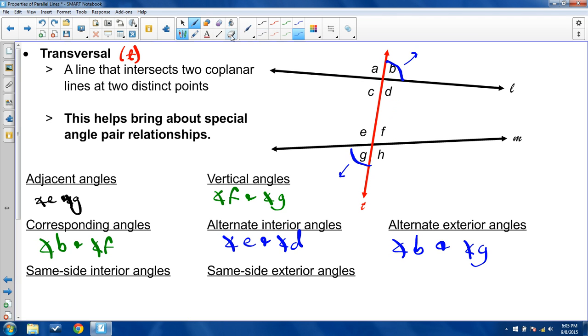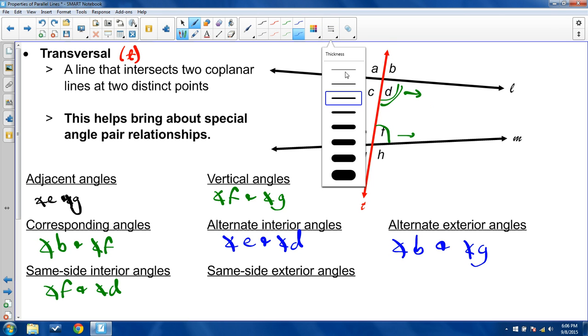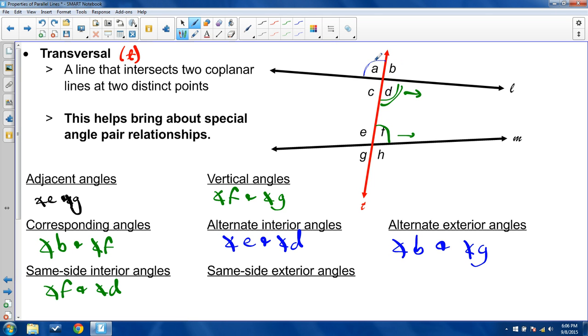Same side interior angles sounds pretty appropriate. On the same side of the transversal, such as here and here, and on the inside of your two lines to which you're referring, such as F and D. So angle F and angle D, and obviously then that also means that angles E and C are also same side interior angles. And same side exterior angles, well, we're just with one more set of things, such as A and G. Those are same side, I keep saying alternate, same side exterior angles.